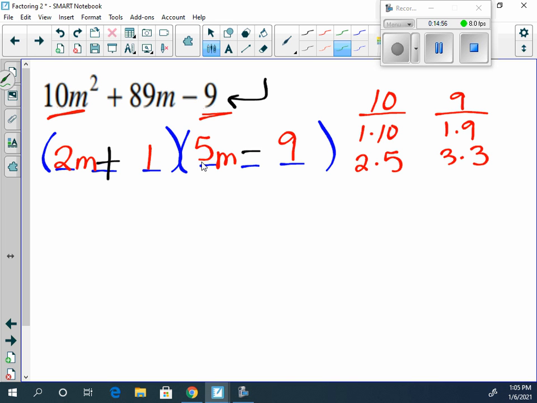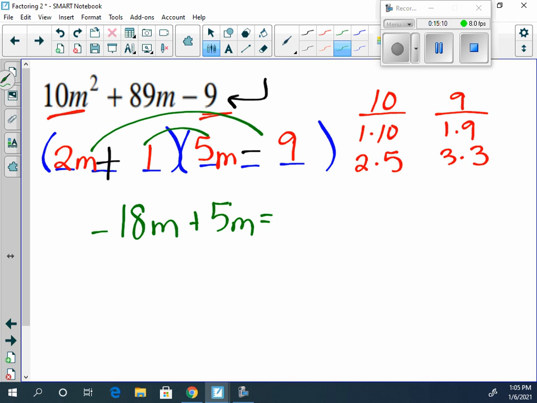So if we multiply this through, well, 2m times negative 9 would be negative 18m. 1 times 5m is going to be plus 5m, which will give us negative 13m. So that's not quite there.